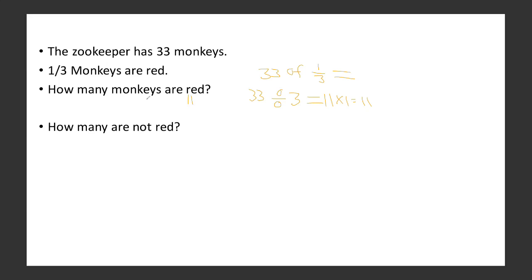Now the next, so this was easy, because all they're saying to you is 1/3 of the monkeys are red. So we just do 33 divided by 3, times it by 1, which gives you 11. So you know 11 are red. Now here it says how many are not red. So we know there's 33 altogether. And we know that 11 are red. So it just makes the second step very easy. So 3 minus 1, which is 2. So we have 22. Easy as that.